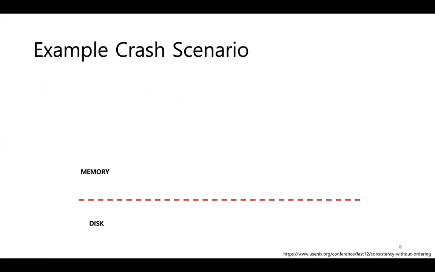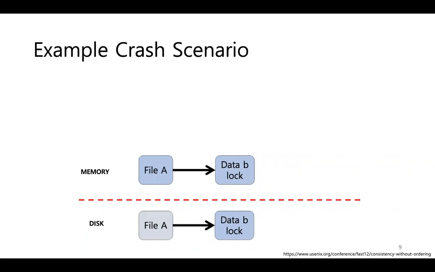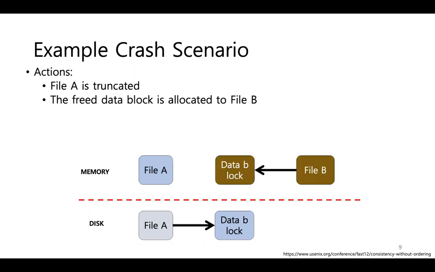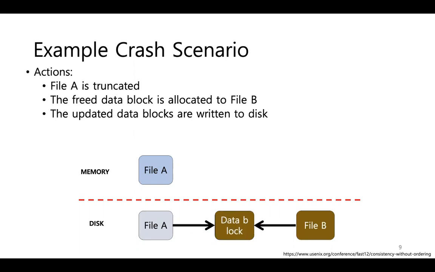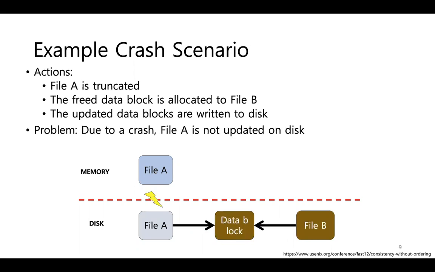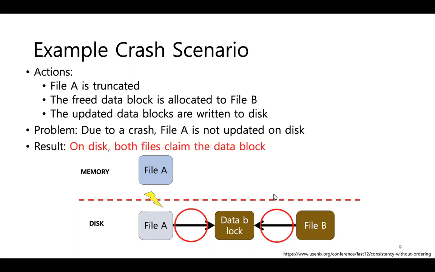So if we just take an example crash scenario, we have file A, which has a block, but file A becomes truncated, and this data block is allocated to file B. And what happens is when we want to update these structures on disk, the data block and file B are updated on disk, but then we crash. And file A does not get updated on disk before the crash. So what happens is that now both files claim to own this data block.